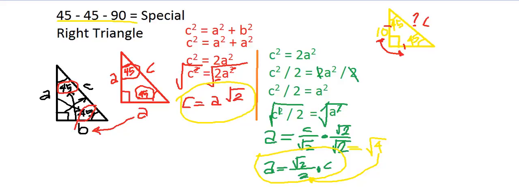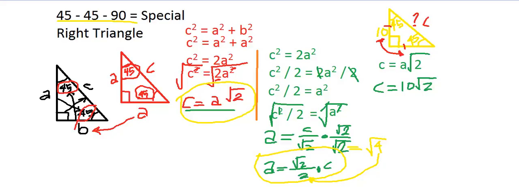So we'll use this pattern. So c is equal to a times the square root of 2. How long is our a? So c then is equal to 10 times the square root of 2. Easy, right? Wow, so easy.